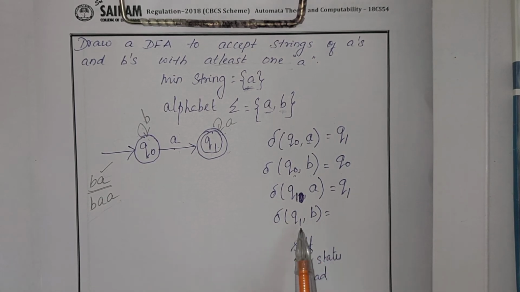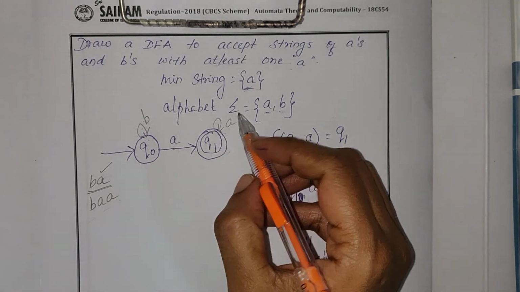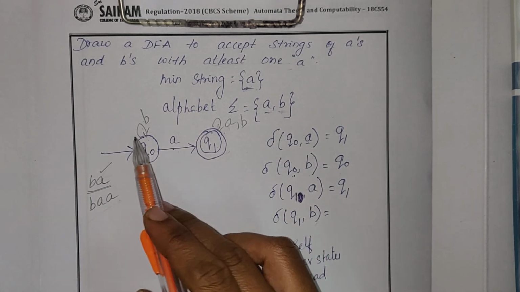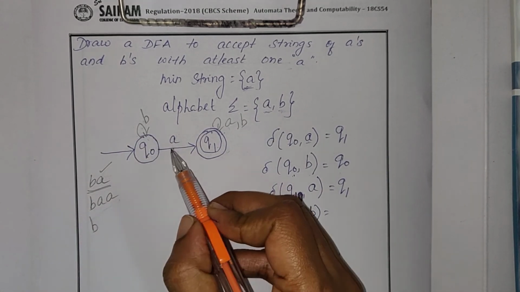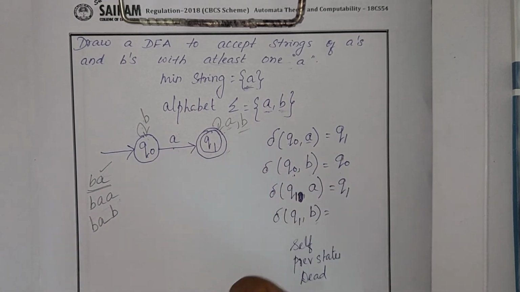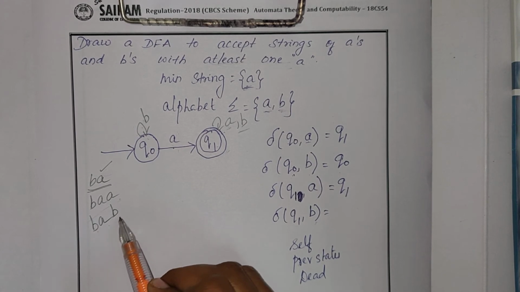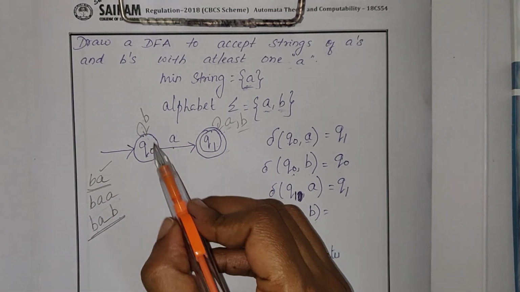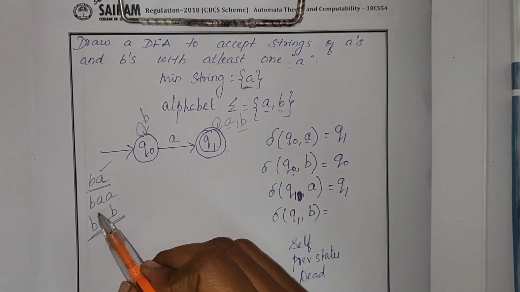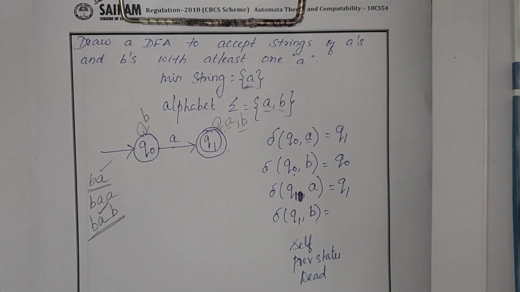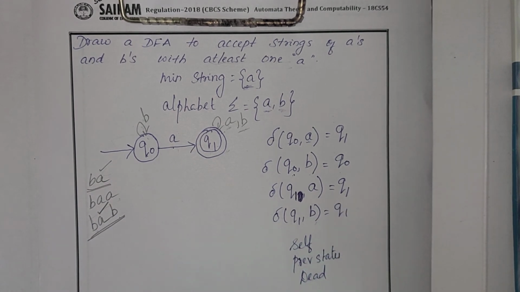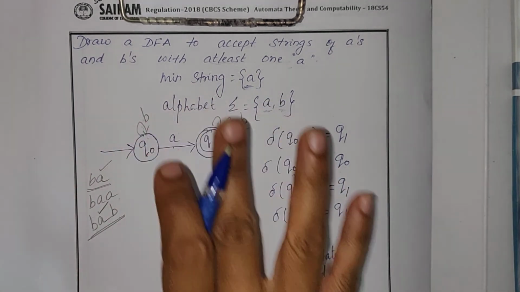Next I have to find Q1 comma B. Check with self first. Write the strings B, B, A. Even if you write this A, it's not a problem. B, A, B: check this string. The condition is I should have at least one A. I have an A. So again this marking is right, and it is Q1. Now my transition diagram is over.